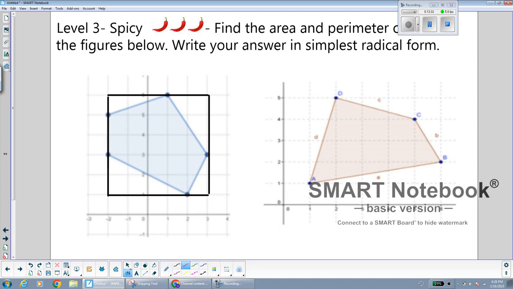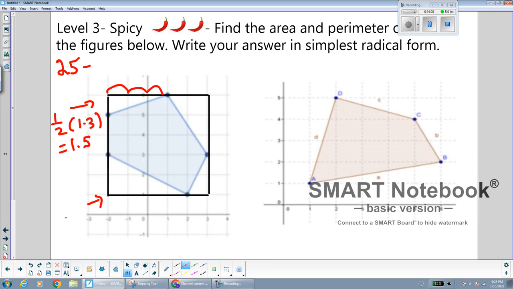There we go. So the whole thing is 1, 2, 3, 4, 5 by 1, 2, 3, 4, 5. So the whole thing is 25. 5 times 5 is 25. This triangle right here is half of 1 times 2. Wait, 1, 2, 3. 1 times 3. My bad. And half of 3 is 1.5.